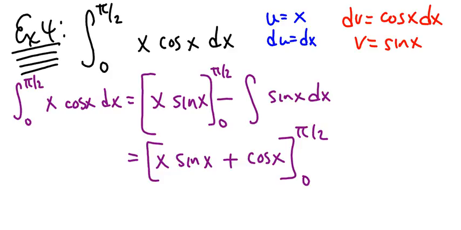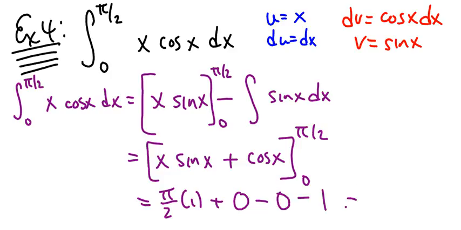So now all we have to do is sub in. If we sub in the pi over 2, this is pi over 2 times 1 plus the cosine of pi over 2, which is 0, minus 0 times I don't care, minus cosine of 0. And so we get pi over 2 minus 1.